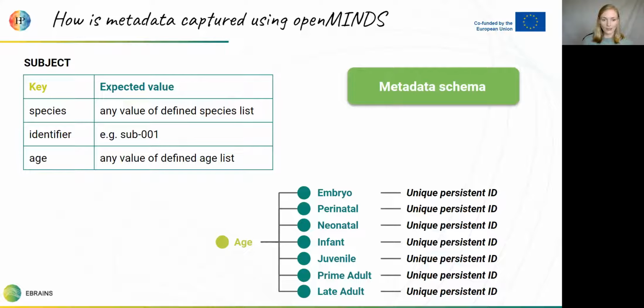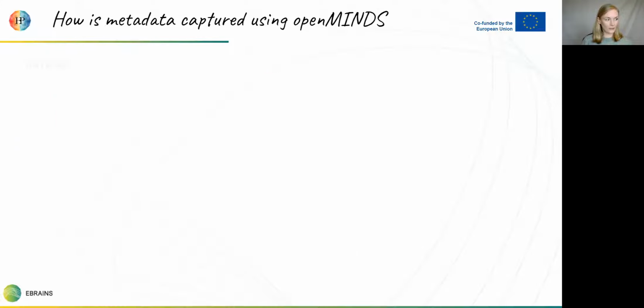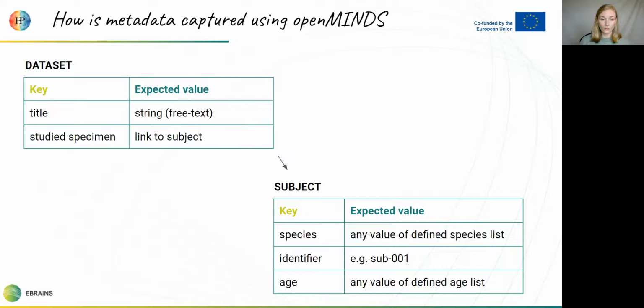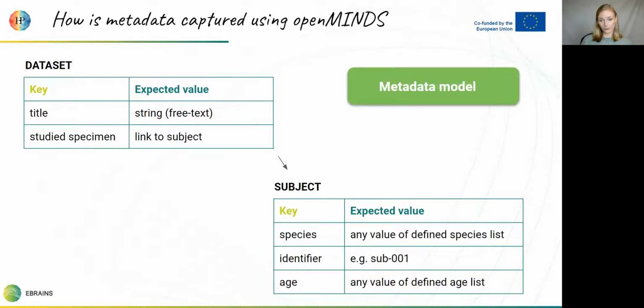So let's look at a dataset as another example. It has a title and can include one or more specimens that were studied. But in this example, it's not a controlled term, but a link to the subject that we looked at before. So the schema links to another type of schema. This linking of multiple metadata schemas forms the basis of a metadata model, which can be used by graph databases such as the EBRAINS knowledge graph.